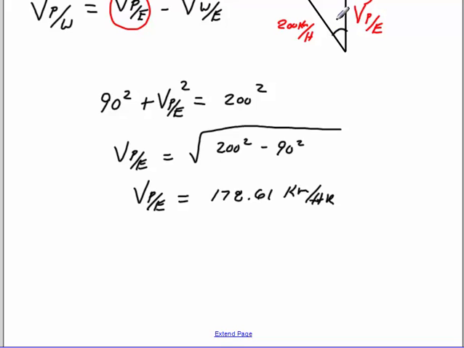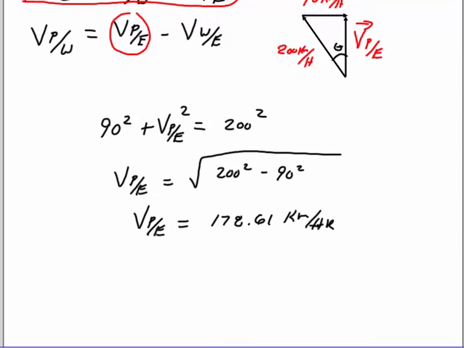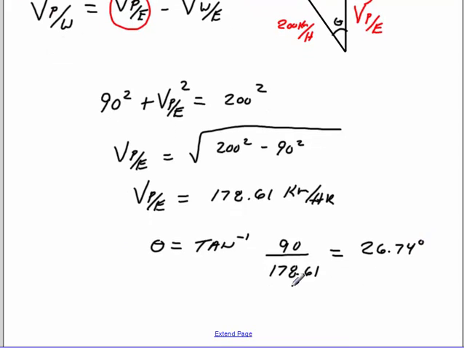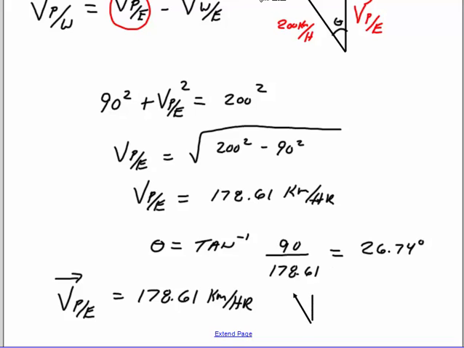Now to find the angle, I would do an inverse tangent. The inverse tangent of 90, which is the opposite, over 178.61, and we get a value of 26.74 degrees. So the way we would show this is the velocity of the plane with respect to the earth, now as a vector quantity because we have everything listed, is equal to 178.61 kilometers per hour. I would show this vector coming up like this, and then show this angle right here as 26.74 degrees.